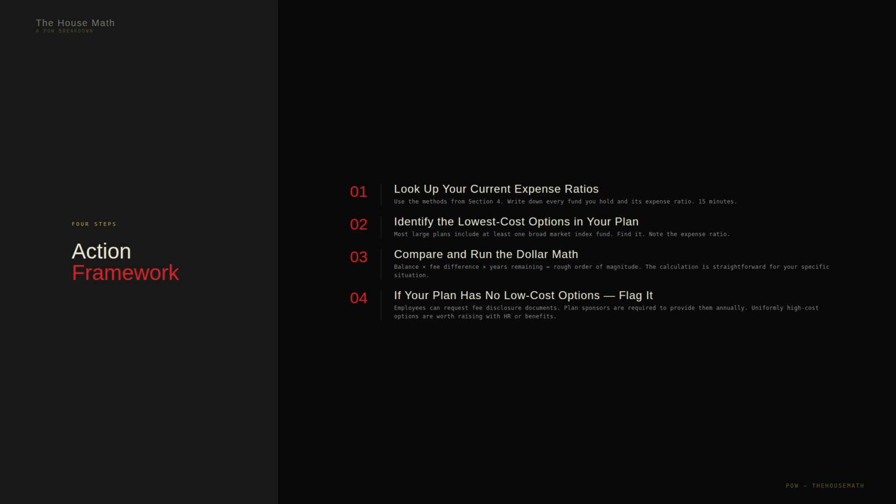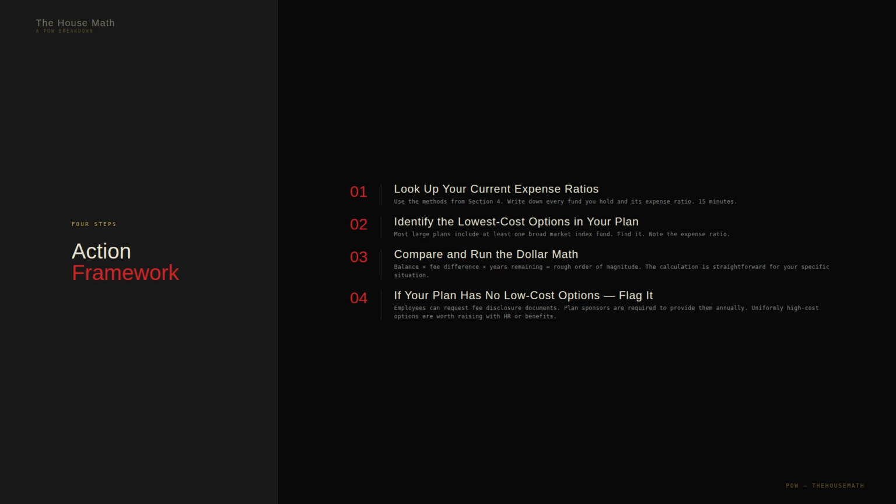Step 2. Identify the lowest cost options in your plan. Most large employer plans include at least one broad market index fund with a low expense ratio. Common options include S&P 500 index funds, total market index funds, and target date index funds.